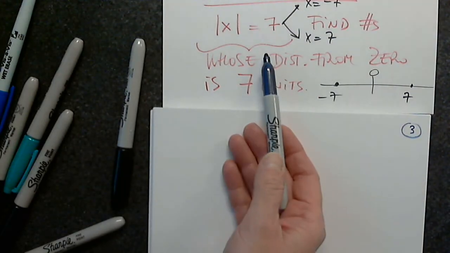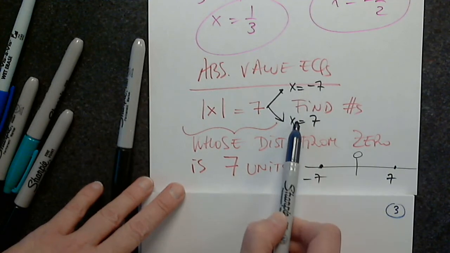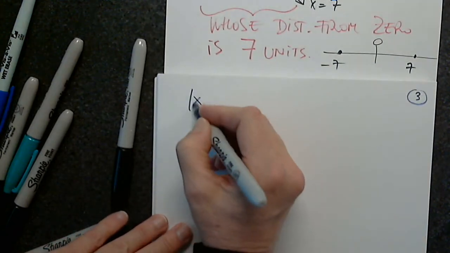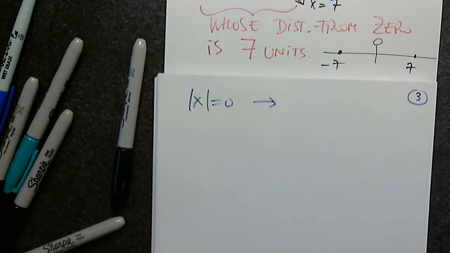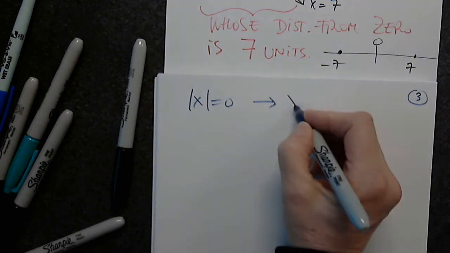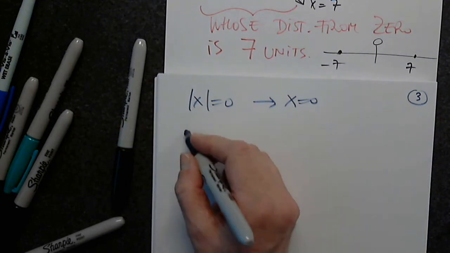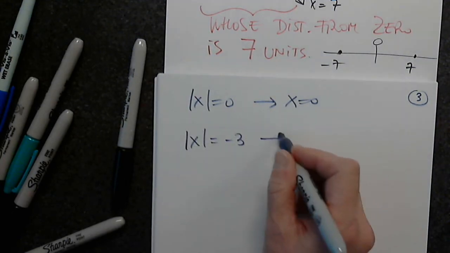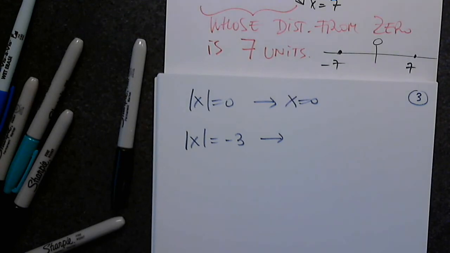In this particular situation, how many solutions did we find? 2. Here's another example. How many solutions do you think this equation will have? How many numbers have the distance from 0 units? Just 1. Good. What about this one? The absolute value of x equals -3. How many solutions will I find now? Before you answer, I'm telling you that the distance between me and Chris is -10 feet. Is that possible? No. So here are no solutions.